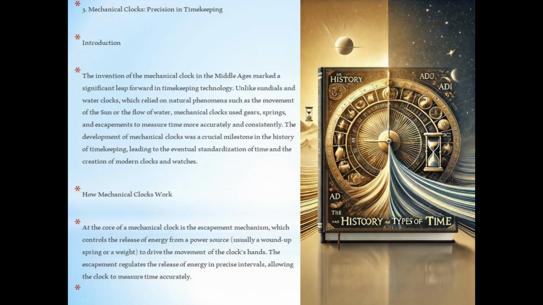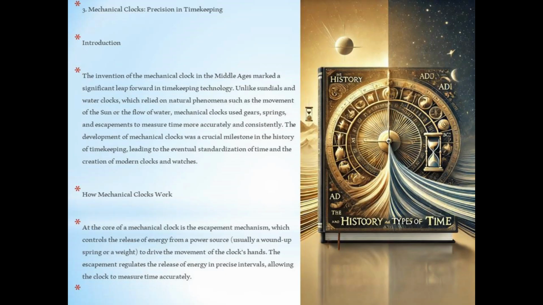Number 3. Mechanical clocks. Precision in timekeeping. Introduction. The invention of the mechanical clock in the Middle Ages marked a significant leap forward in timekeeping technology. Unlike sundials and water clocks, which relied on natural phenomena such as the movement of the sun or flow of water, mechanical clocks used gears, springs, and escapements to measure time more accurately and consistently. The development of mechanical clocks was a crucial milestone in the history of timekeeping, leading to the eventual standardization of time and the creation of modern clocks and watches.